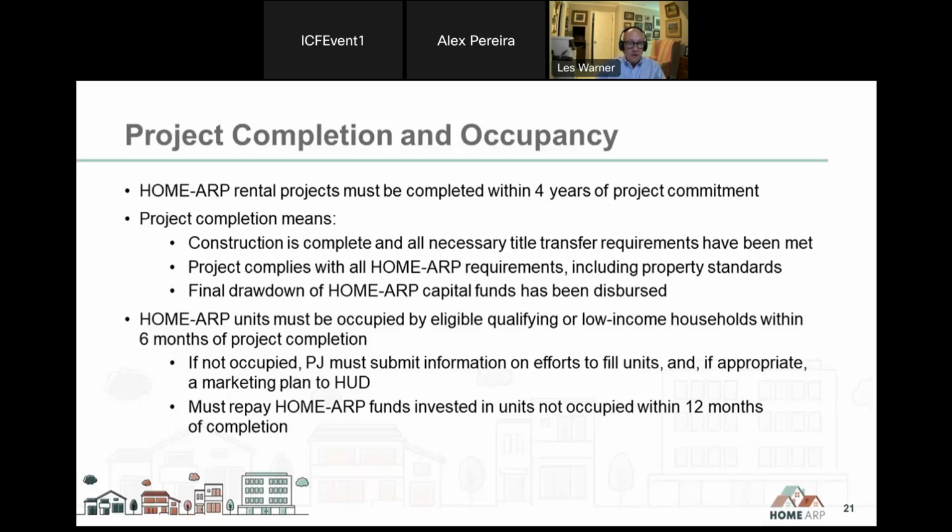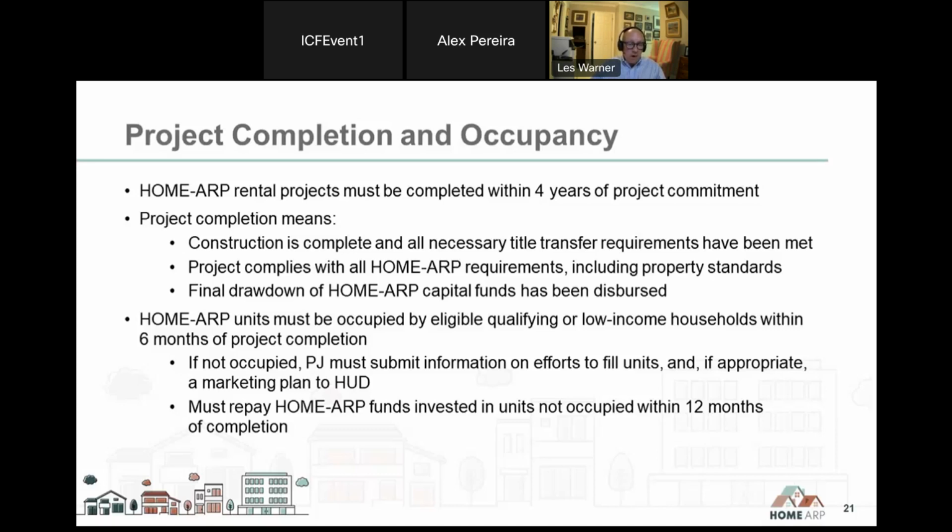We also are concerned not only about getting the project completed, but this is a housing production program. We need to make sure that those units are occupied. So for HOME-ARP, and this should sound very familiar to those of you that are already working with HOME rental, we need to see that those units within 6 months of completion are occupied by either qualifying or low-income households. So we could have a project that had a mix of HOME-ARP units and maybe tax credit units. This rule is going to apply specifically to our HOME-ARP units. So we need within 6 months to be able to show that they've been occupied.